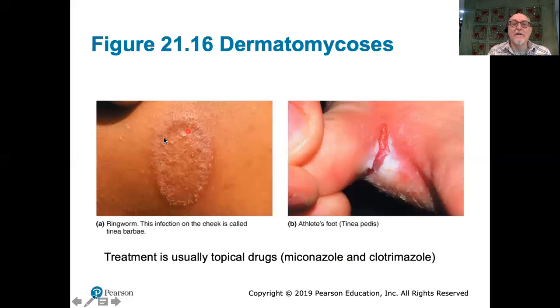So this is ringworm. This is very, very common. It occurs in adults as well, but it's common in children, and it's very easily spread from child to child. So there tend to be little epidemics that often go through a classroom.